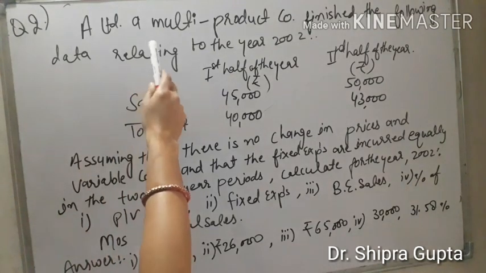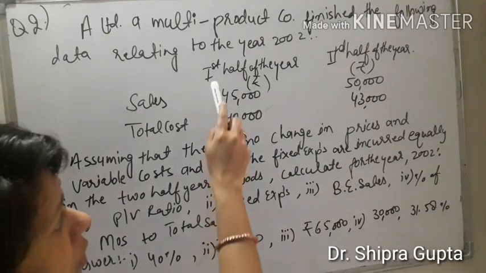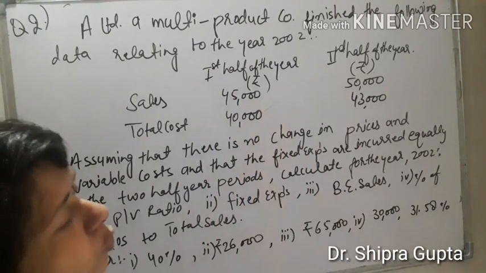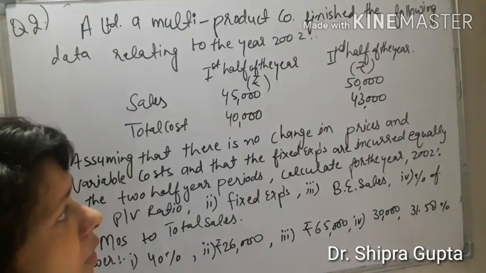A limited multi-product company furnished the following data relating to the year 2002. And in this question, the change is this: sales data and total cost data is given, not profit or loss. So first you will find out the difference between sales and total cost, then you will find out profit or loss. And in this question, first half of the year and second half of the year, it means 6 monthly data is given, not yearly data.